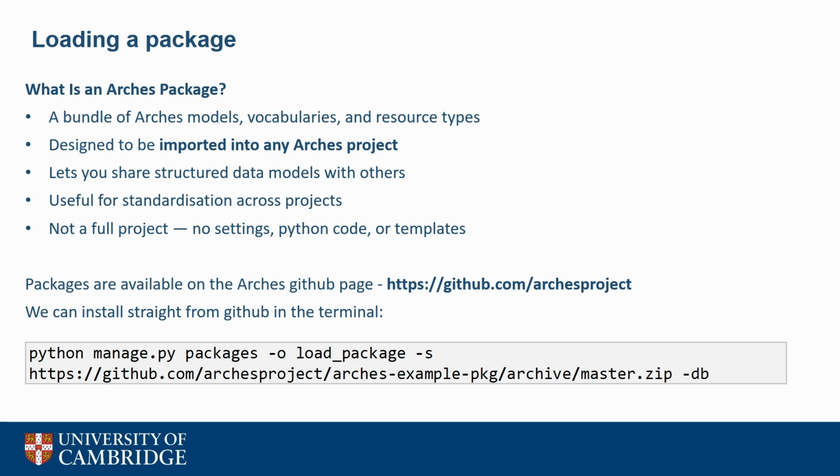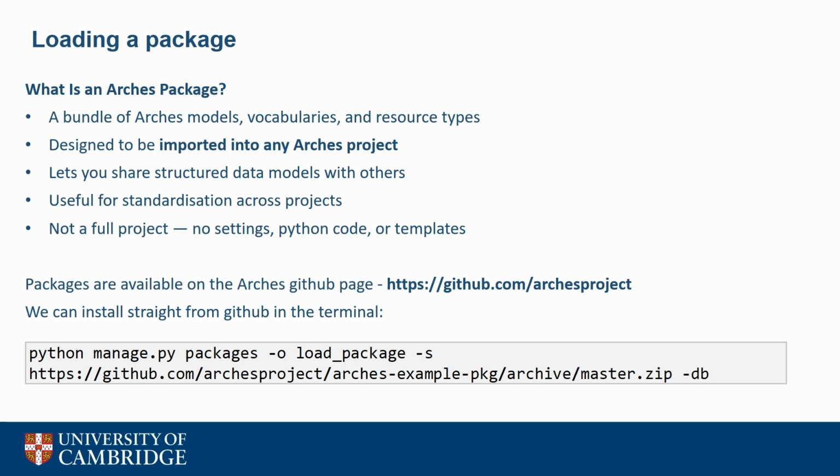What's a package? I've mentioned that a few times. It's a complete, self-contained bundle of configuration files that defines everything needed for a specific type of Arches project. Essentially, loading a package instantly sets up Arches with a ready-made structure, so you don't have to build everything from scratch, as I said. It includes things such as a resource model, which is the data structure, ontology mappings, links to CIDOC CRM concepts.